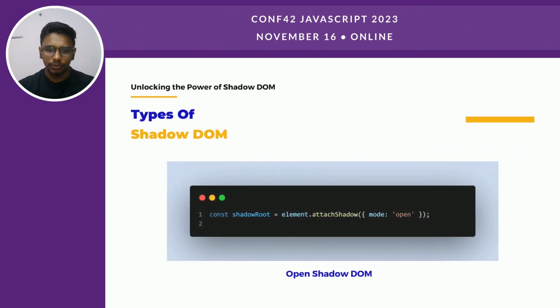Shadow DOM comes in two flavors, open and closed. The distinction between them is how much they expose to the outside world. Open Shadow DOM allows you to style your components from the outside. To create an open shadow DOM, you can use this code, whereas the closed shadow DOM keeps everything hidden away from the global styles. To create a closed shadow DOM, you can use this code.